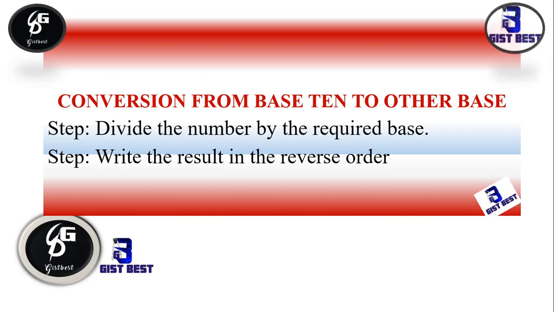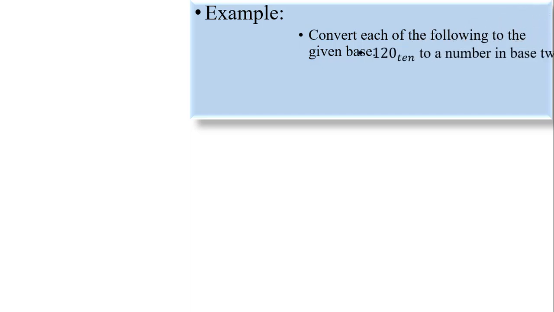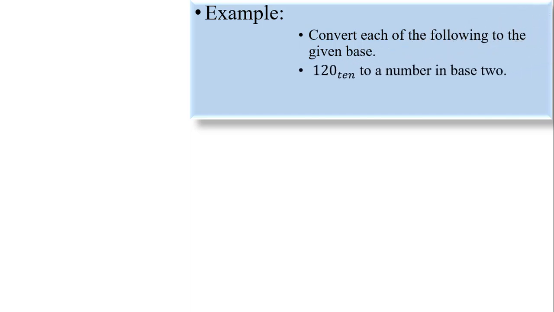Now let's look at the example on this. Example. So the example says convert each of the following to the given base. We want to convert each of the following to the given base. So let's look at what we are converting. 120 base 10 to a number in base 2.